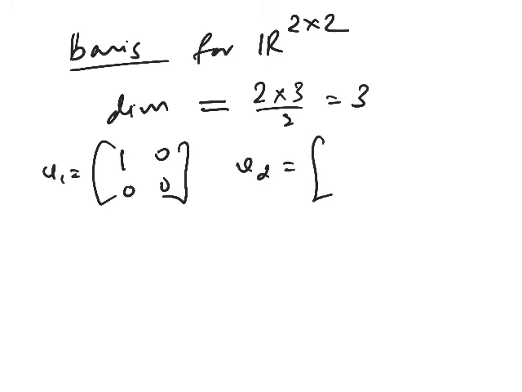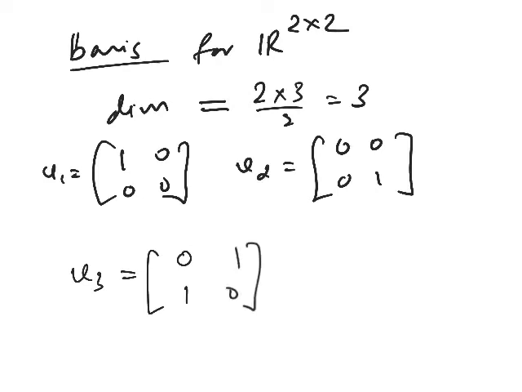V2 is 0, 0, 0, 1. No, you choose only one free variable at a time. This corresponds to the second diagonal element. What is the third basis element? 0, 1, 1, 0. Notice that these two ones are equal. That is because whatever you select here, the same variable comes here, because the matrix is symmetric.